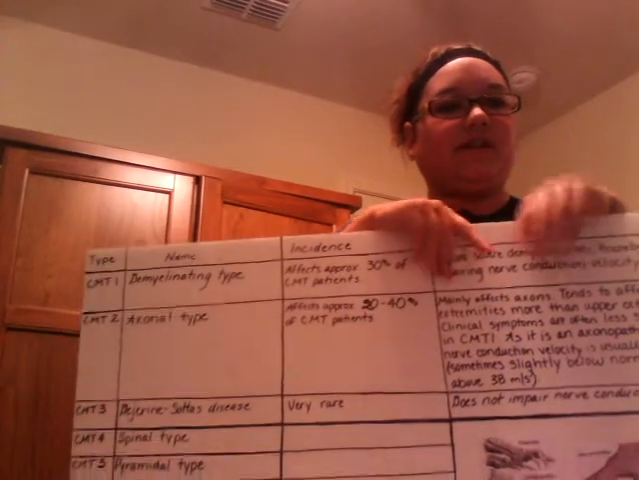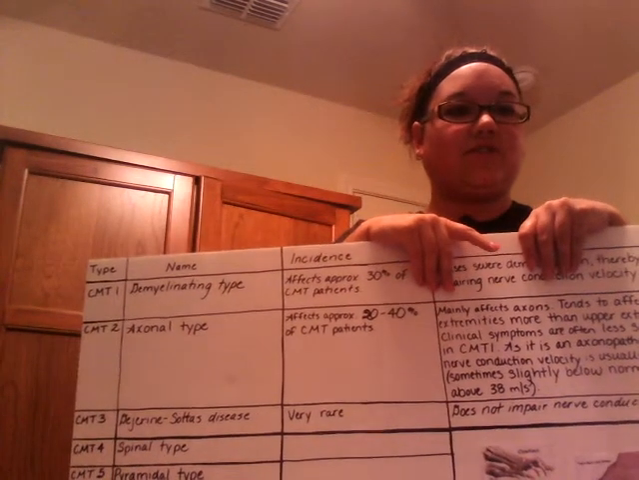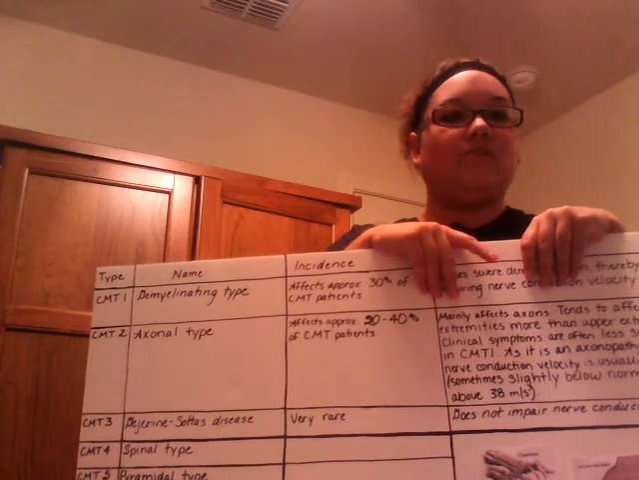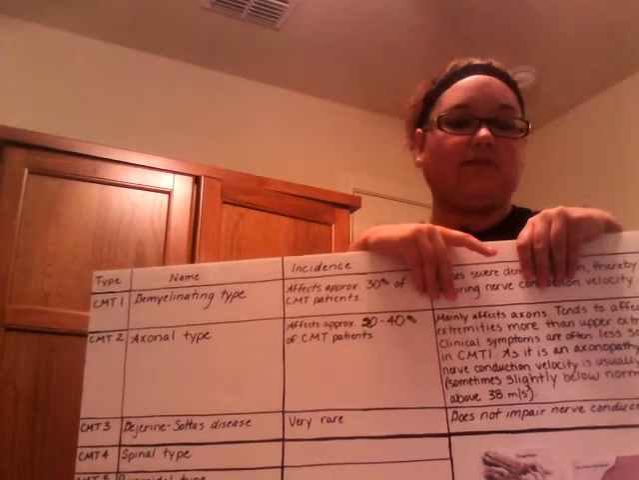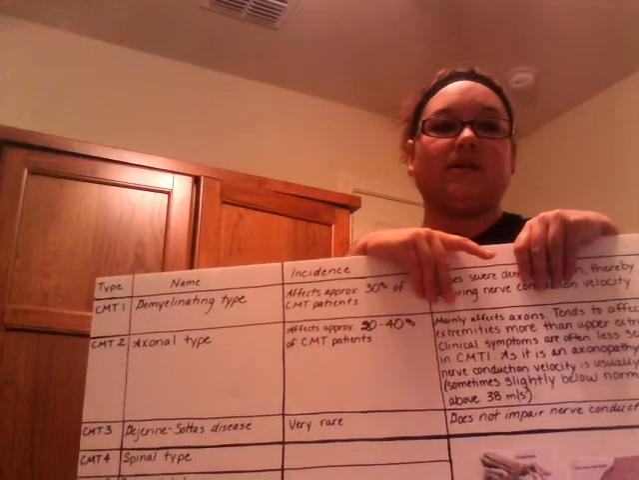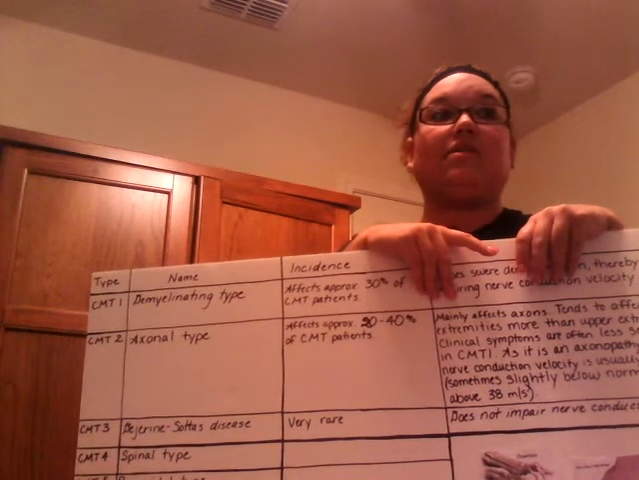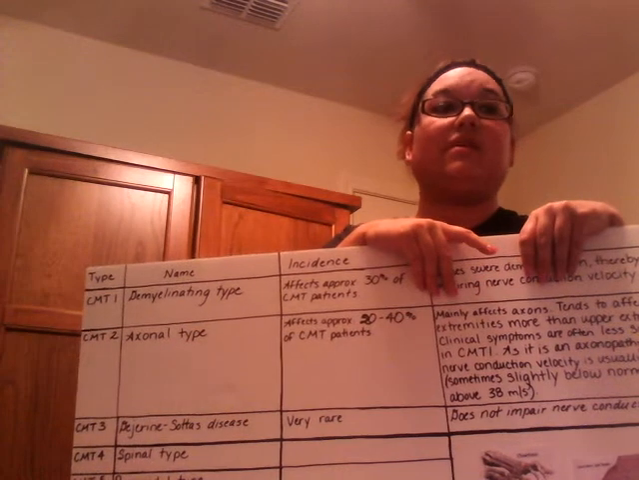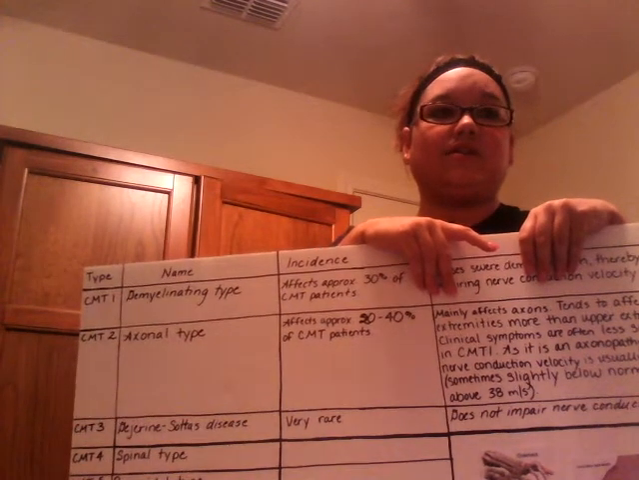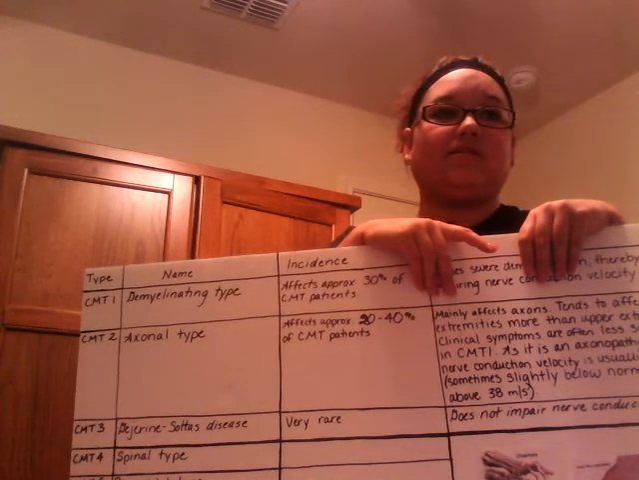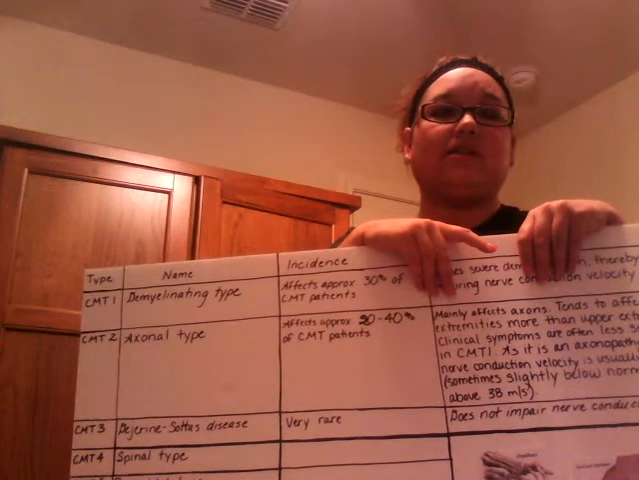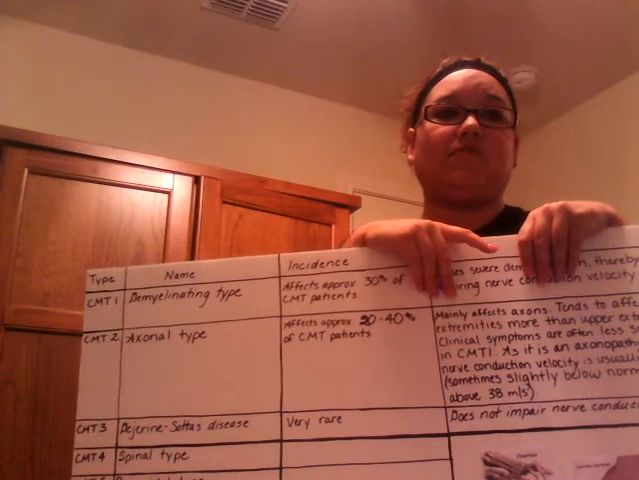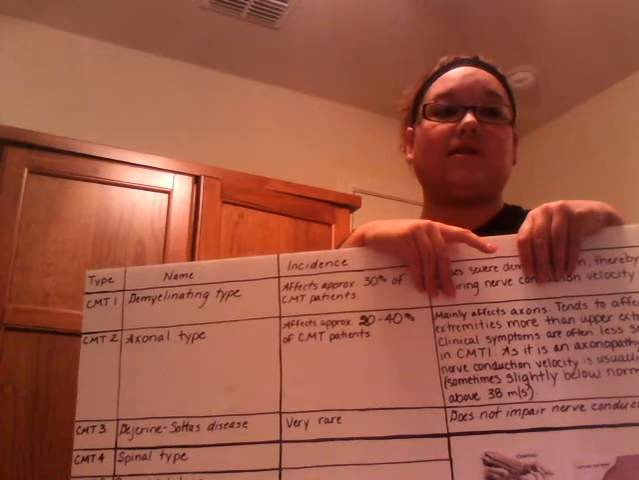CMT1 is a demyelinating type which impairs the nerve conduction velocity. CMT1 affects about 30% of CMT patients. CMT2 is an axonal type which affects the lower extremities more than the upper extremities. The symptoms are less severe than in CMT1. The nerve conduction velocity is not affected here. CMT2 affects about 20 to 40% of the CMT patients.